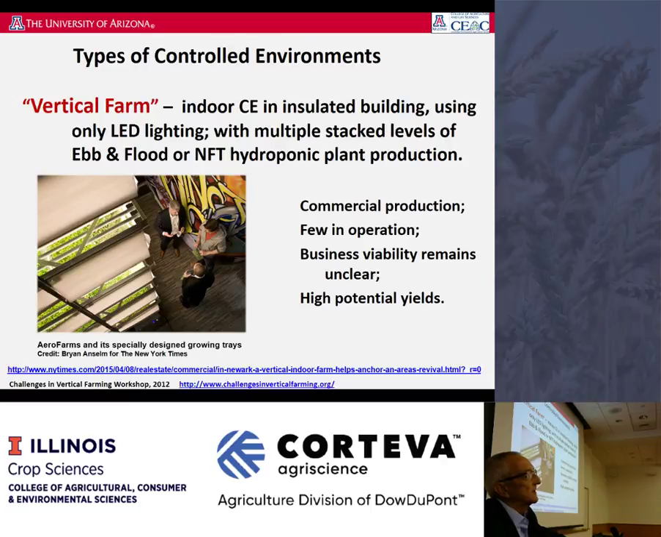In the U.S., it's been called vertical farm, which basically is a series of shells growing in the vertical direction with electrical lightings at each level. Very high potential yields. Business viability remains unclear. It is to be established, but it has the potential. Primarily what happened, these lights called LEDs came to be much less expensive than they had been in the 1980s and 90s, and in the early 2000s just took off and now will continue.